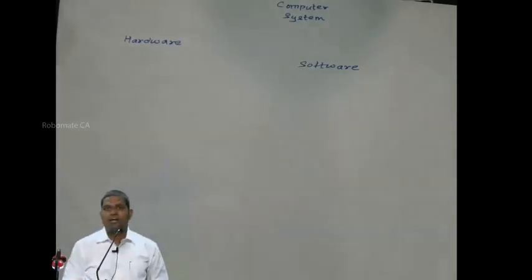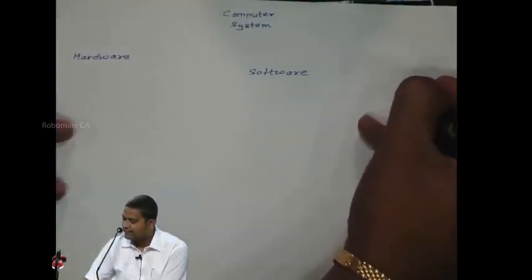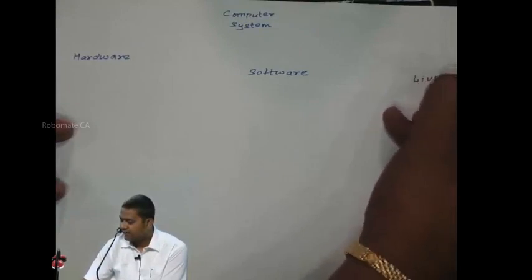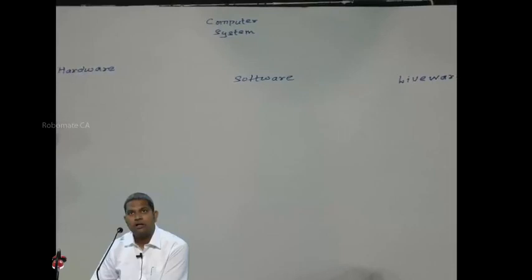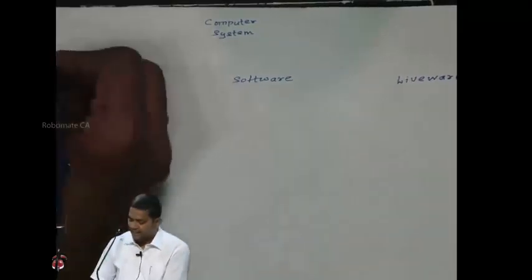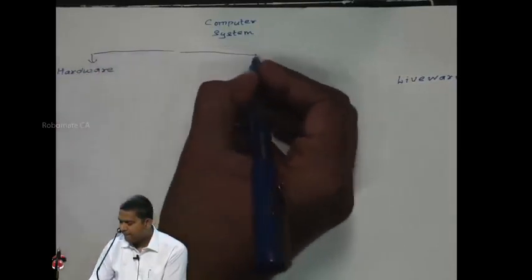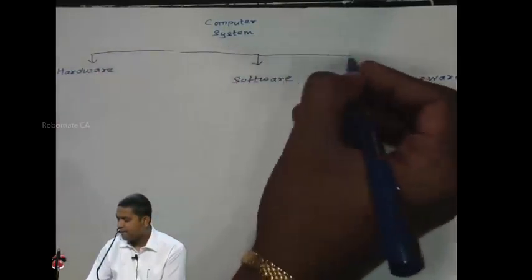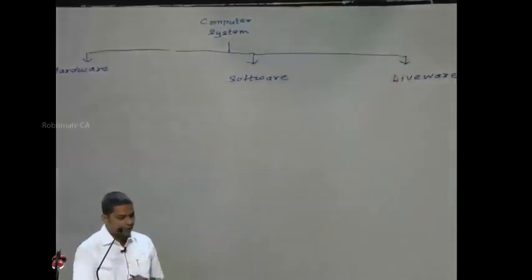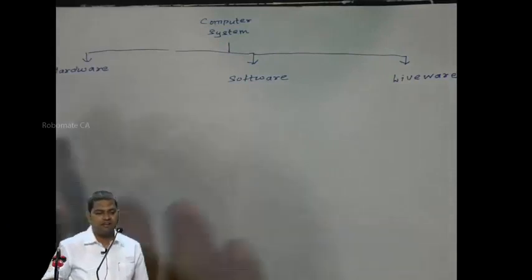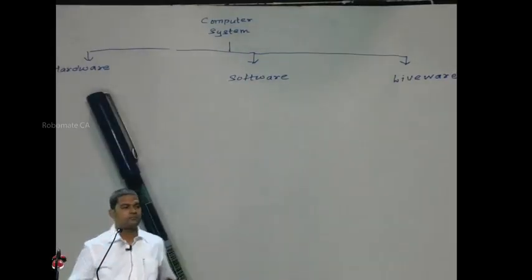So the third component, which is very important inside a computer system, is called liveware. So these are the three components: hardware, software, liveware. Let me explain the importance of hardware, software and liveware.